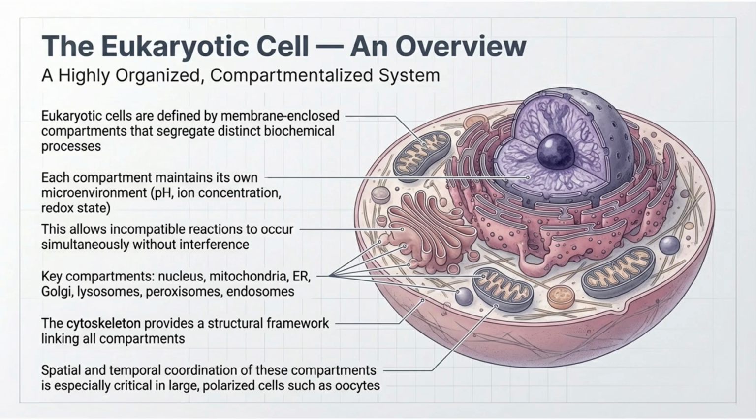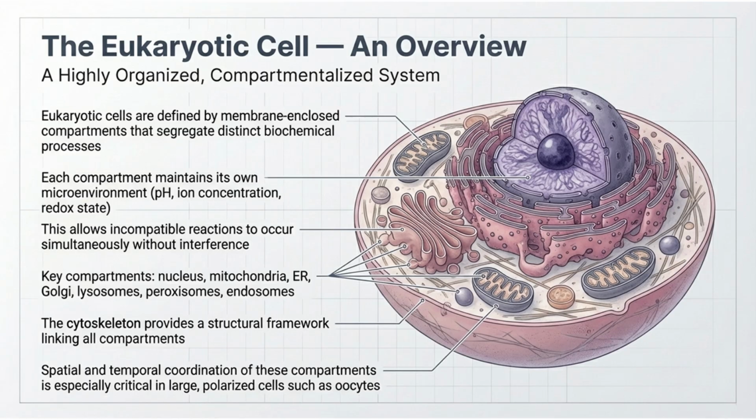Here is a question worth sitting with for a moment. Why does this matter so specifically for the oocyte? Because the oocyte is not just any eukaryotic cell. It is the largest human cell, approximately 120 micrometers in diameter, roughly 10 times larger than a typical somatic cell. It is also one of the most spatially complex, with distinct cortical and interior domains that must be maintained in precise relationship to each other throughout maturation and fertilization.